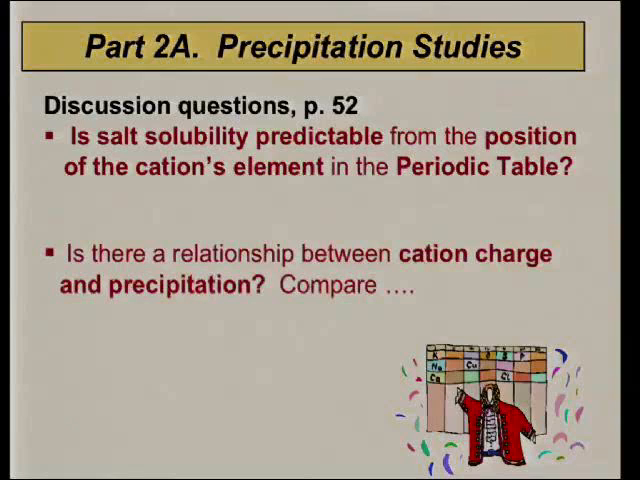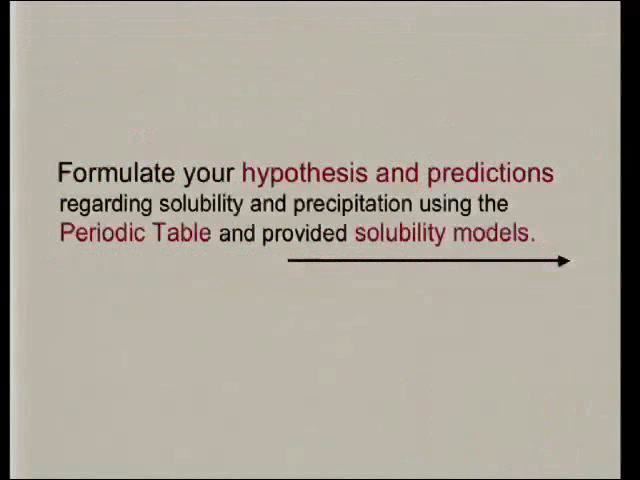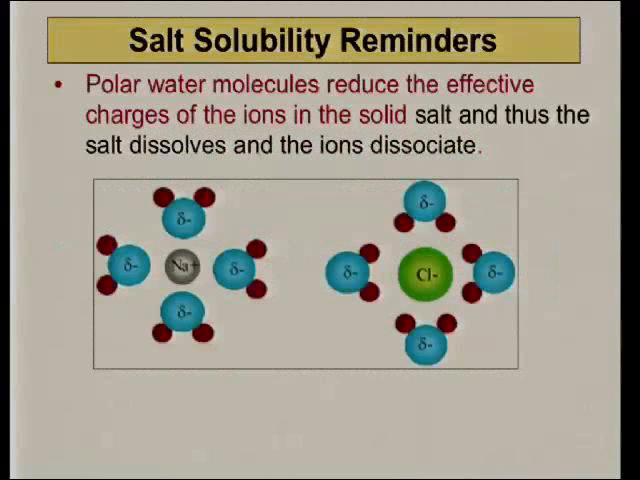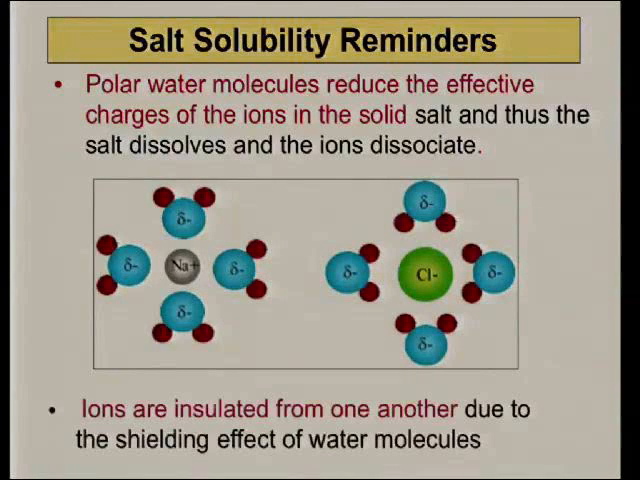So can we predict the solubility of an ionic compound based on the position of the cation's element in the periodic table versus the likelihood that if it's not very soluble, it's going to come out of solution? So you formulate your hypotheses and predictions based on the periodic table and the model that we just talked about, okay? That we need a polar solvent, like water, to reduce the effective charge of the ions, to get the ions to dissociate and exchange partners. And the ions are held in solution because the water can insulate them.